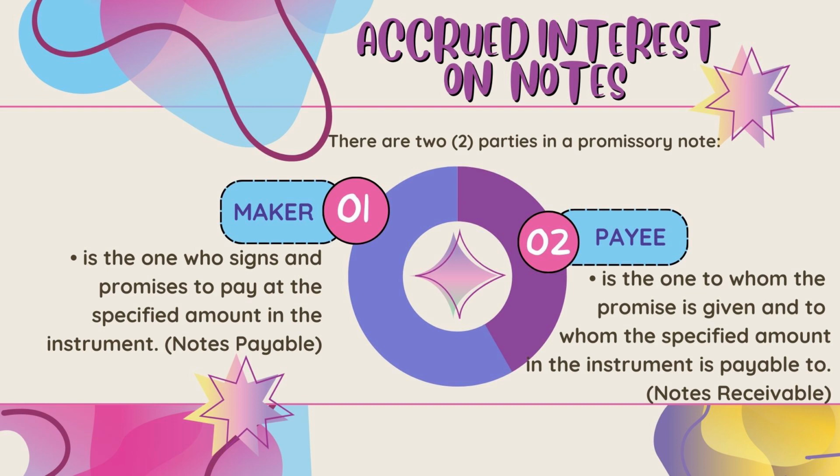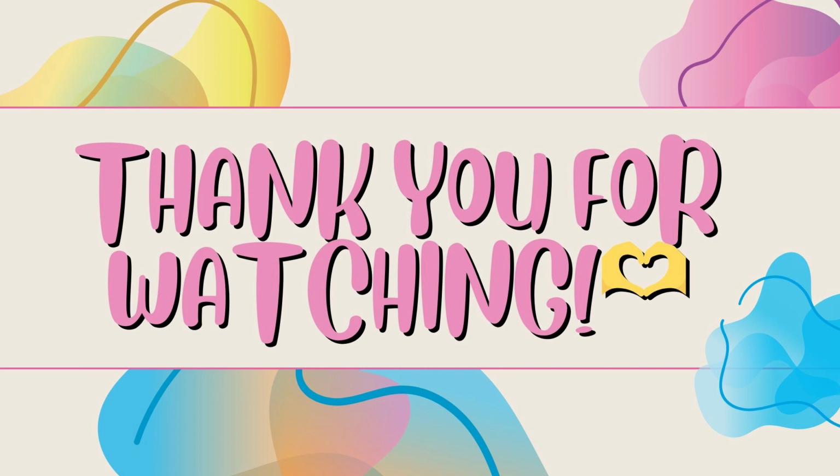So there are two parties on a promissory note. First is the maker, the one who signs and promises to pay the specified amount in the instrument, which is the notes payable. Second is the payee. It is the one to whom the promise is given and to whom the specified amount in the instrument is payable, which is the notes receivable. So that's all for adjusting entries.